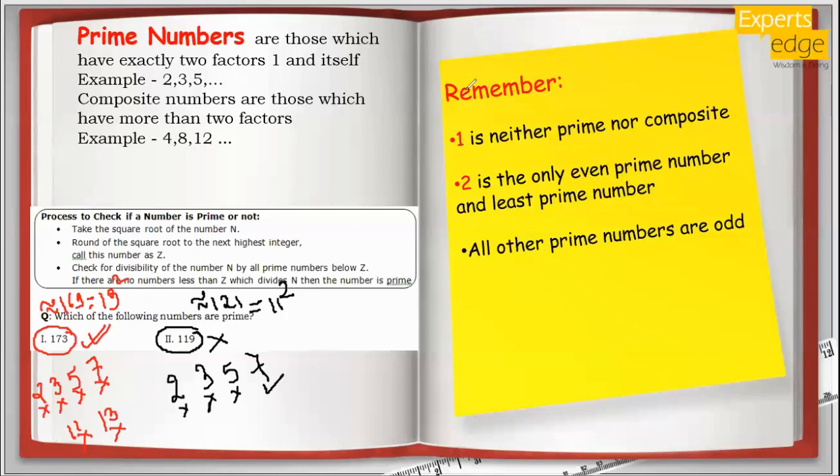Now remember two or three things. One is neither prime nor composite. Why? Because one has only one factor, one and itself, the same number. So it doesn't fit in the category of exactly two factors or more than two factors. So it is neither prime nor composite. Now regarding 2, 2 is the only even prime number we have, and it is also the least prime number. All other prime numbers except 2 are odd. Right? So please keep this in mind about 2.